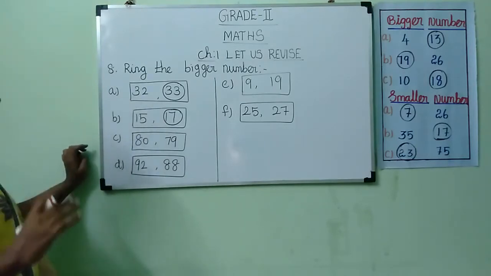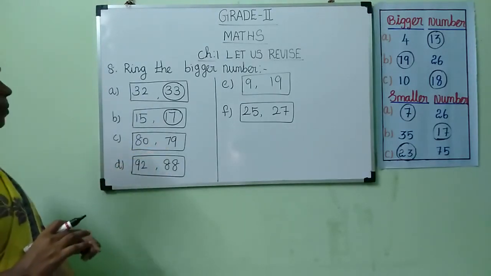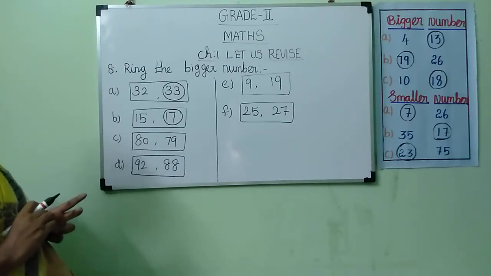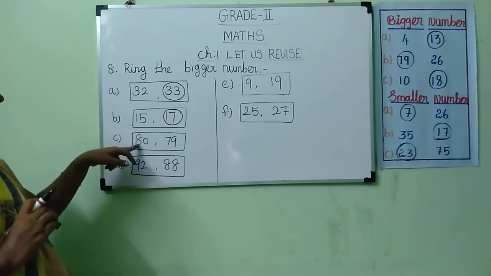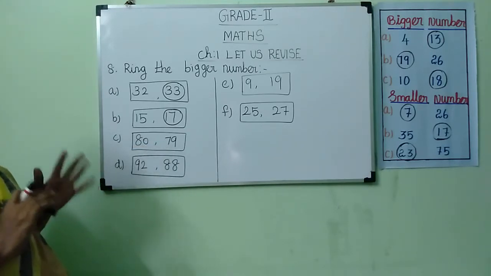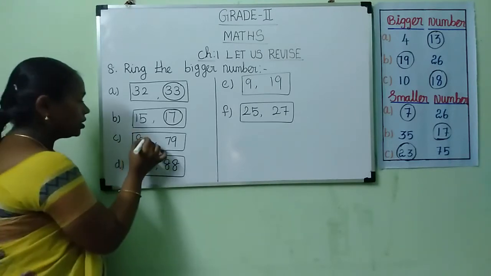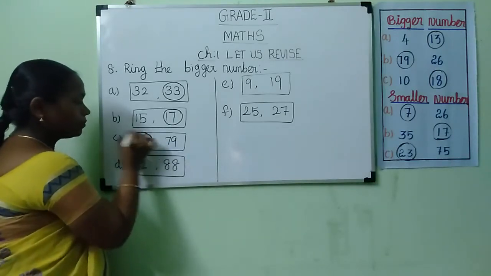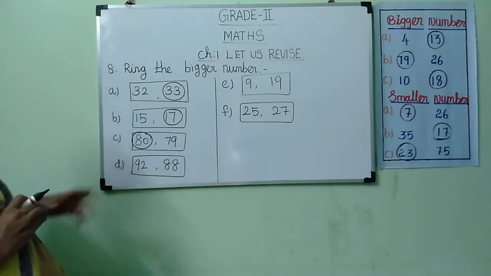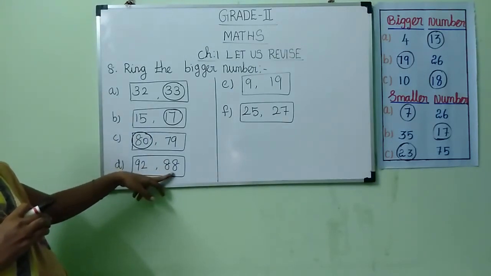Okay. The next one, 80 and 79. Which number is a bigger number? See tens place, 8 and 7. So which number is a bigger number? 8 or 7? So 8 is a bigger number. So you should put the circle. Okay, children?